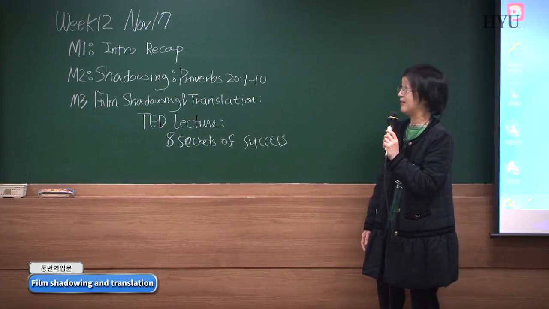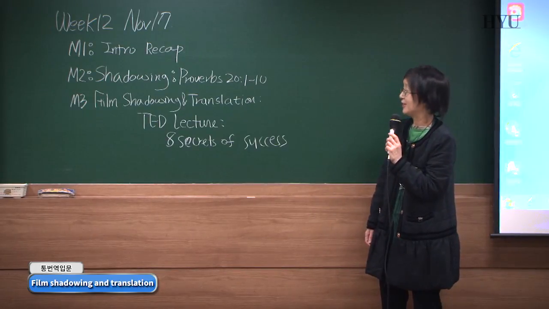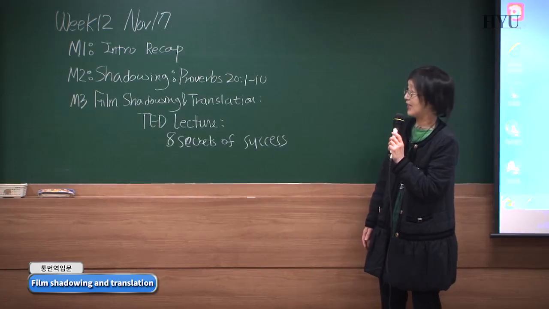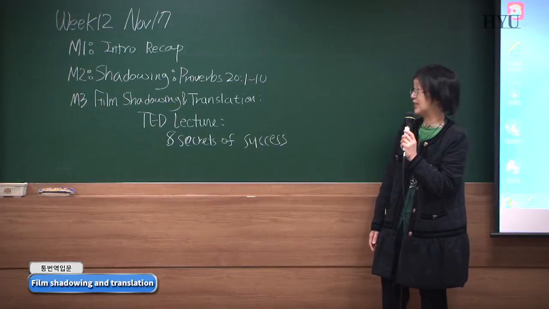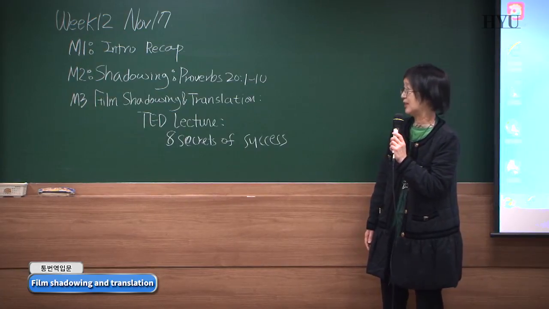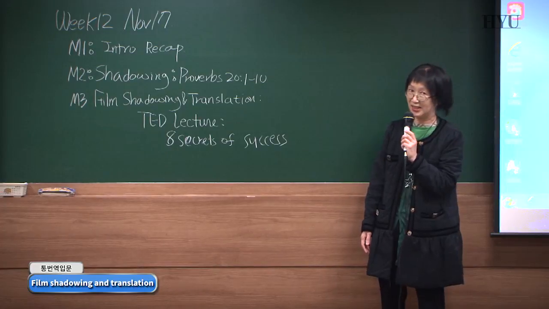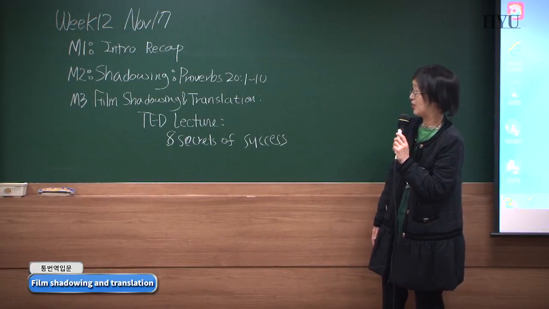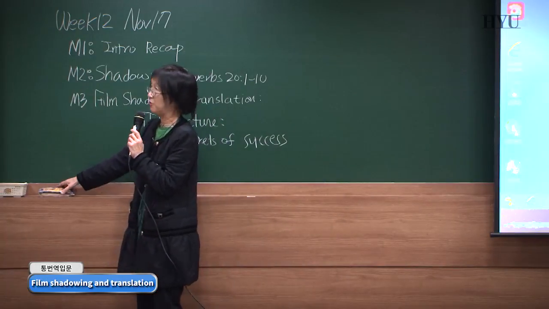Then after we are done with module 2, we are moving to the final module of our class, that is the film shadowing and the translation. For this lecture, I've chosen the third lecture, A Secret of Success, as our text for film shadowing and the translation. So let's get started with the intro recap.